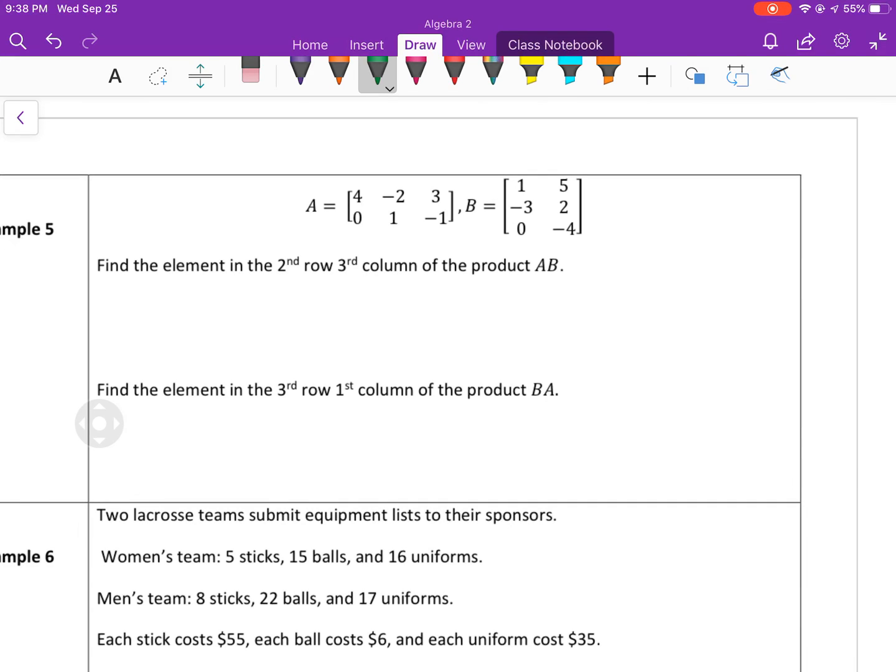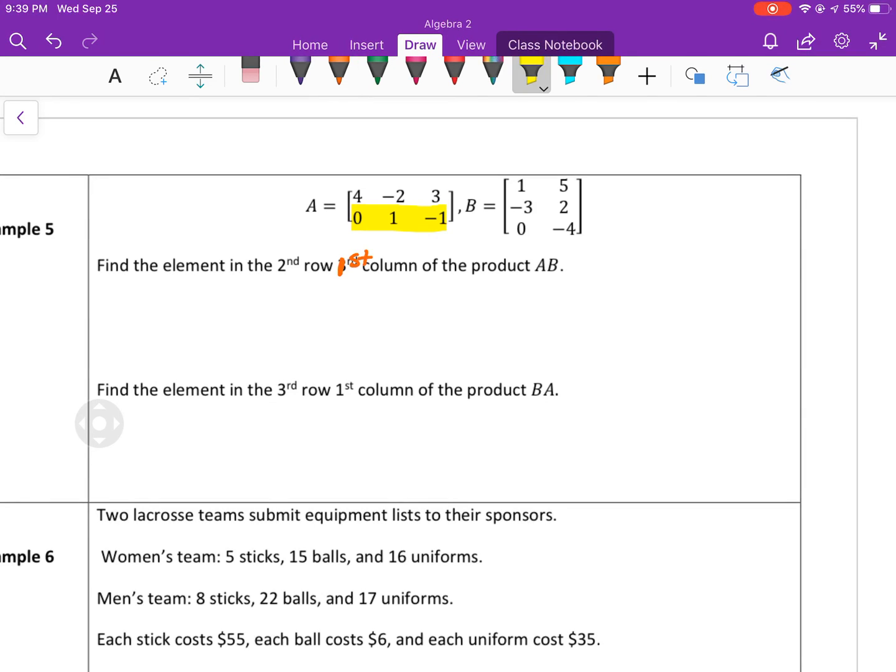So I'm going to ask you a question like this, where it says, find the element in the second row and third column of the product AB. So that means I want you to show me the math for the second row and, well, there is no third column. So we probably have to change it to the second row and we'll do first column.